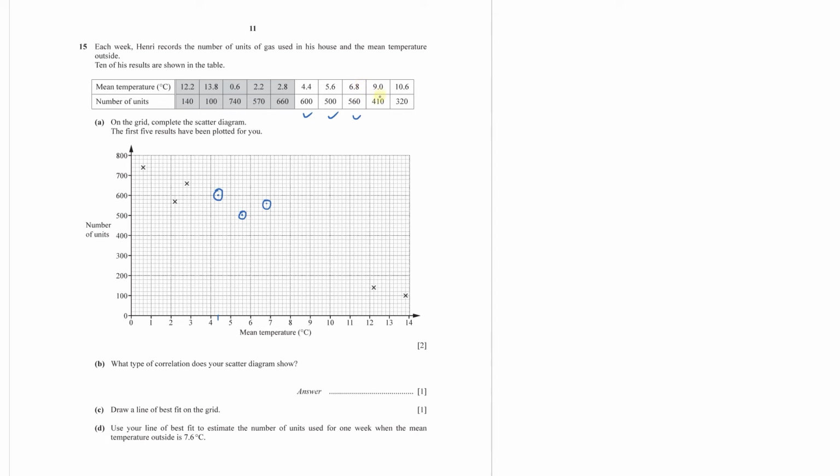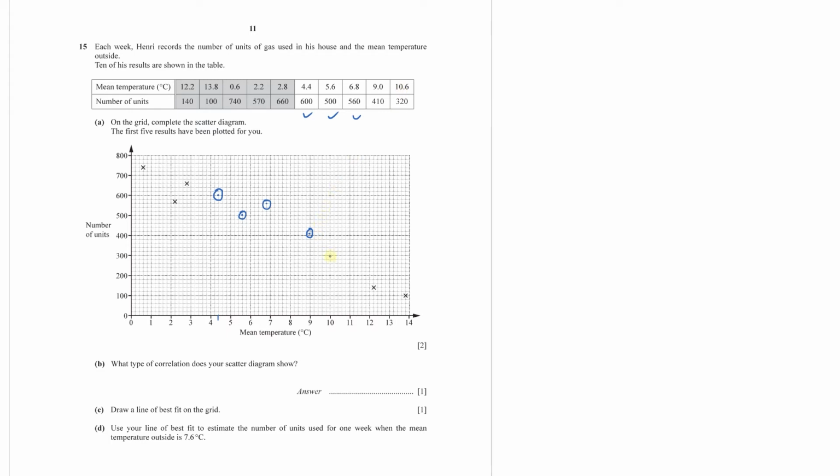Then this is 9 and 410. So 9 is this, and then 410 would be in the middle of this small block. So this is 400 and then one block above is 420. So I have to mark the point right in the middle of this box. So 9 and 410. And the last one is 10.6 and 320.